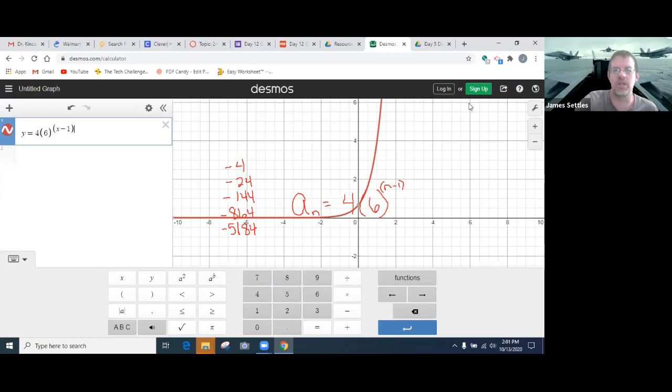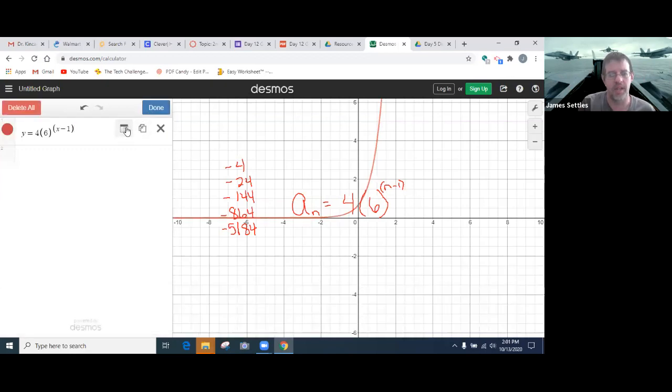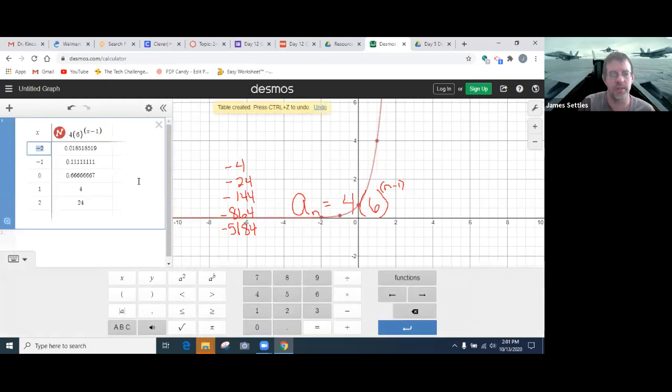Okay, so once you get that, we don't care about the graph. We need the table. So you're going to click on the settings button and then click on convert to table. So it'll look like a table, and it'll give you 1 and 2. We need y'all to type in 3, 4, and 5.